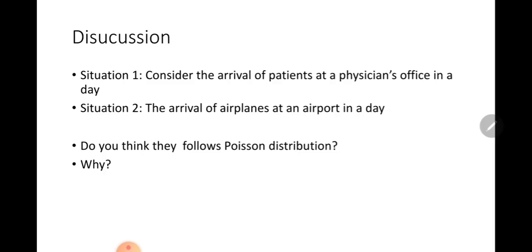Now, discussion. Consider the arrival of patients at the physician's office in a day, and the second situation is the arrival of airplanes at an airport in a day. Do you think they follow a Poisson distribution? Consider the number of arrivals of patients at the physician's office. They are discrete, right? There is an occurrence in a given interval, which is a day, so there is an interval. So possibly situation 1 is a Poisson. Situation number 2 is also in a day, so there is an interval of occurrence, the arrival of airplanes. Do you think situation 1 and situation 2 follow a Poisson distribution?